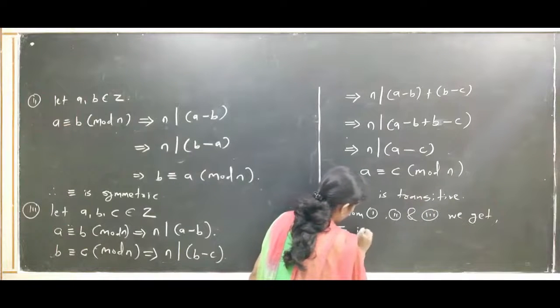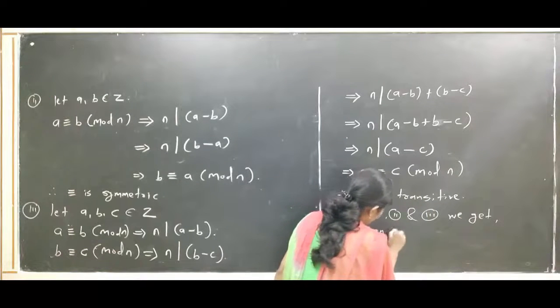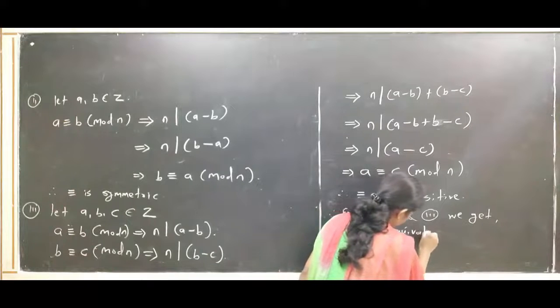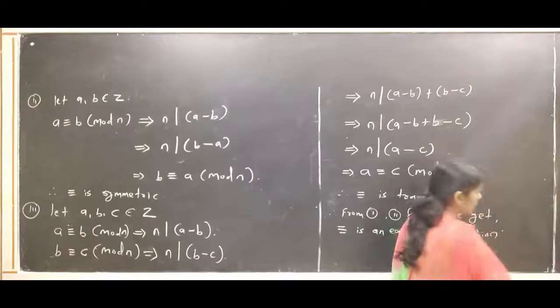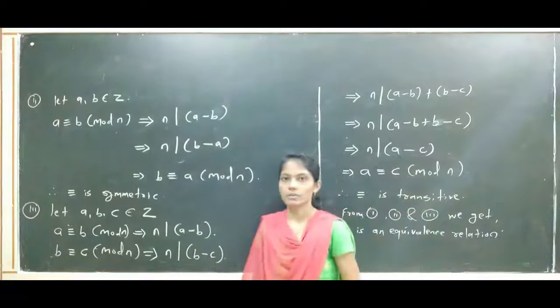Okay. Therefore, from 1, 2 and 3 we get congruence relation is an equivalence relation on set of integers.